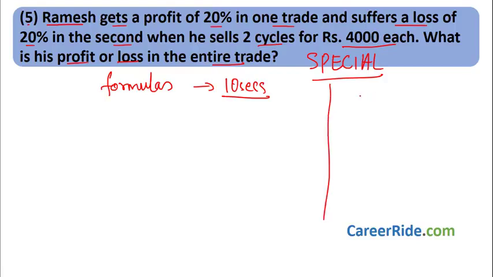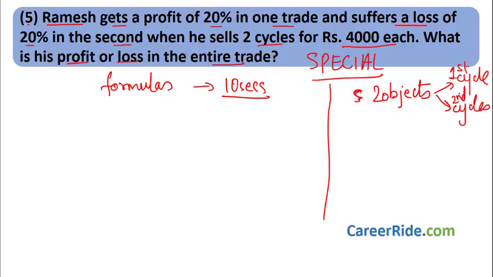Now look at the right hand side. Over here there are 2 trades, right? One trade, and that means 2 objects. What are the 2 objects? There is one cycle and there is other cycle. They have given that there are 2 cycles. This is the first cycle, second cycle. So there are 2 objects. While selling the first cycle, Ramesh gets a profit of 20%, and while selling the second cycle, he gets a loss of 20%. You see the profit and loss percentage is same over here, right?